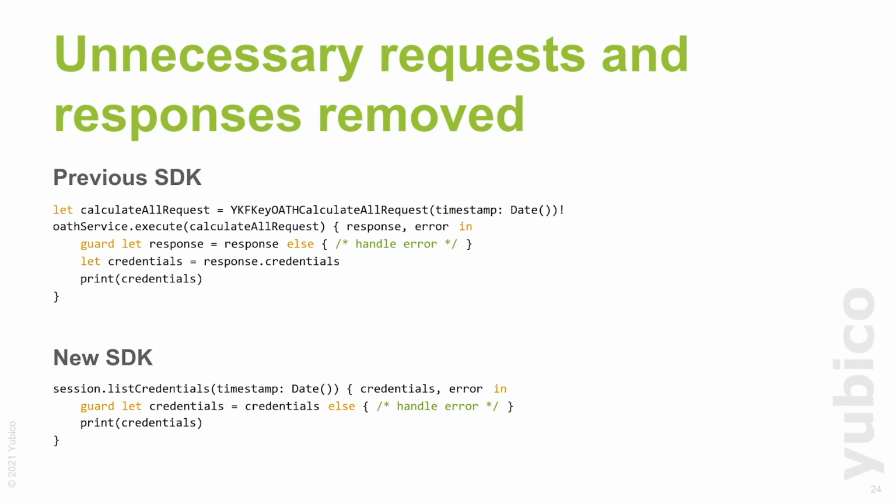And instead of getting a response object where we get the credentials out of the response object, basically just a wrapper around an array of credentials, we just get the credentials returned from list credentials, or an error if something goes wrong. So this makes working with the SDK a lot easier and removes a lot of unnecessary code. It also makes the SDK a lot easier to develop. So it's a win for everyone involved in this.